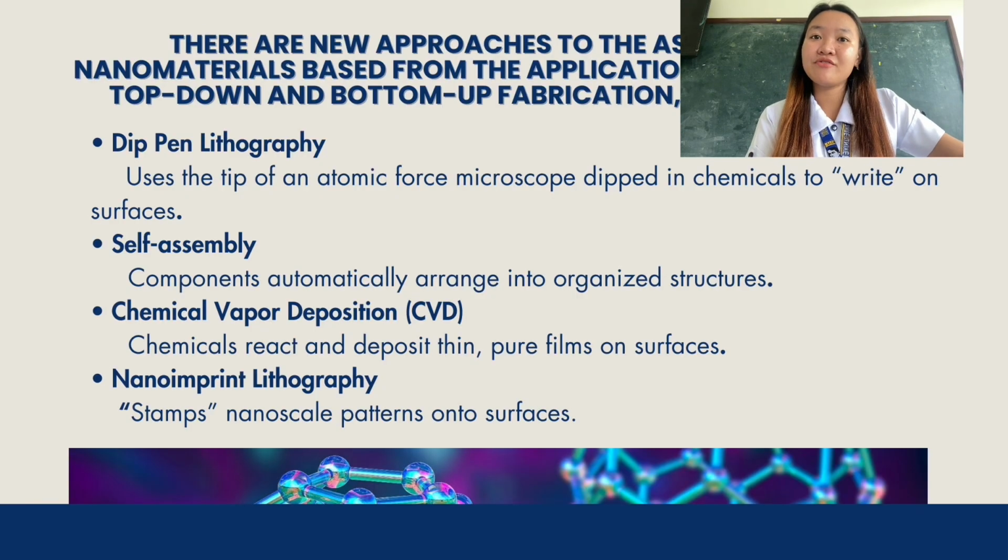Next, we have chemical vapor deposition, or CVD. Chemicals react and deposit thin, pure films on surfaces. Gas chemicals are heated until they form solid layers on materials like metals or silicon. CVD is essentially used for making chips, solar cells, and protective coatings. Next we have nanoimprint lithography, which stamps nanoscale patterns onto surfaces. A patterned mold presses onto material to create tiny shapes instantly, similar to stamping ink.